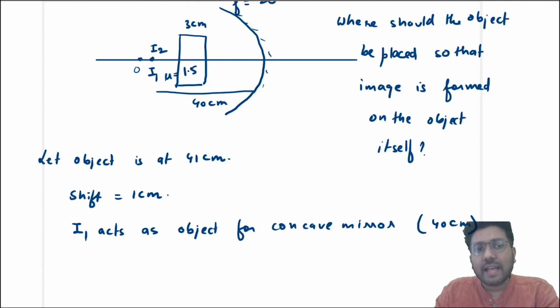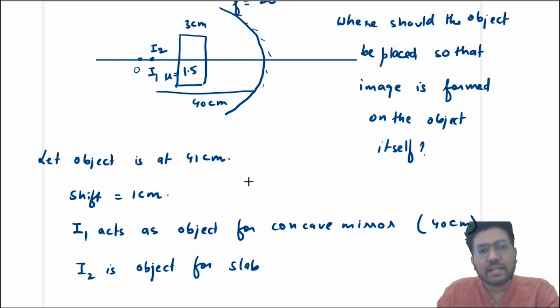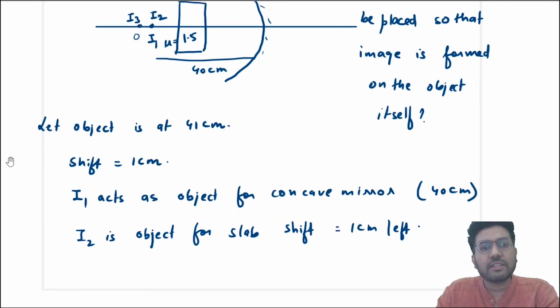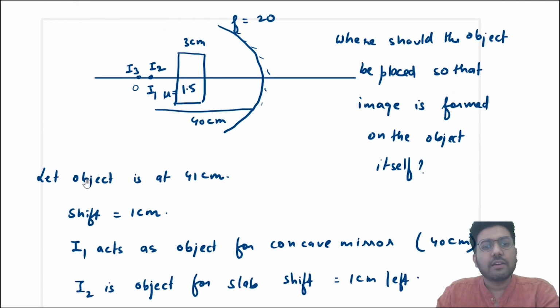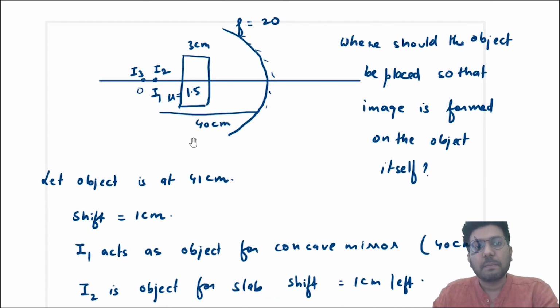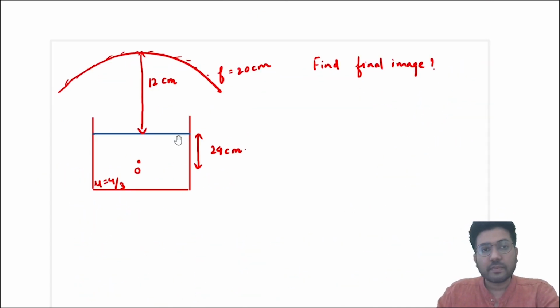Now again, this I2 is object for the slab. So if I2 is object for slab, again you know this time the light is moving towards the left. So shift is again 1 centimeter towards left. So if shift is 1 centimeter towards the left, that means the image is formed on object itself, right? So the image is formed on object itself if the object is placed at a distance of 41 centimeter from the concave mirror. Okay, right.